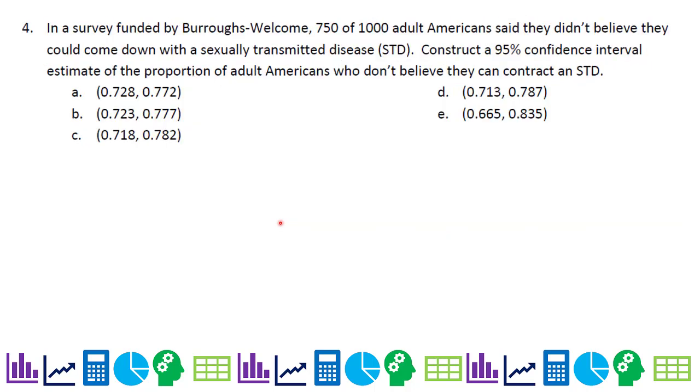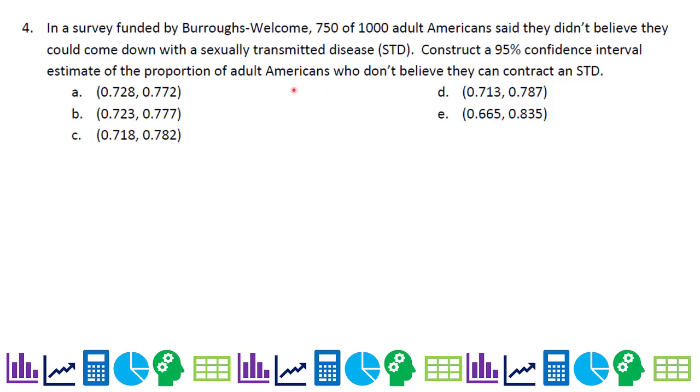Number 4. In a survey funded by Burroughs Wellcome, 750 of 1,000 adult Americans said they didn't believe they could come down with a sexually transmitted disease. Construct a 95% confidence interval for the proportion of adult Americans who don't believe they can contract an STD.